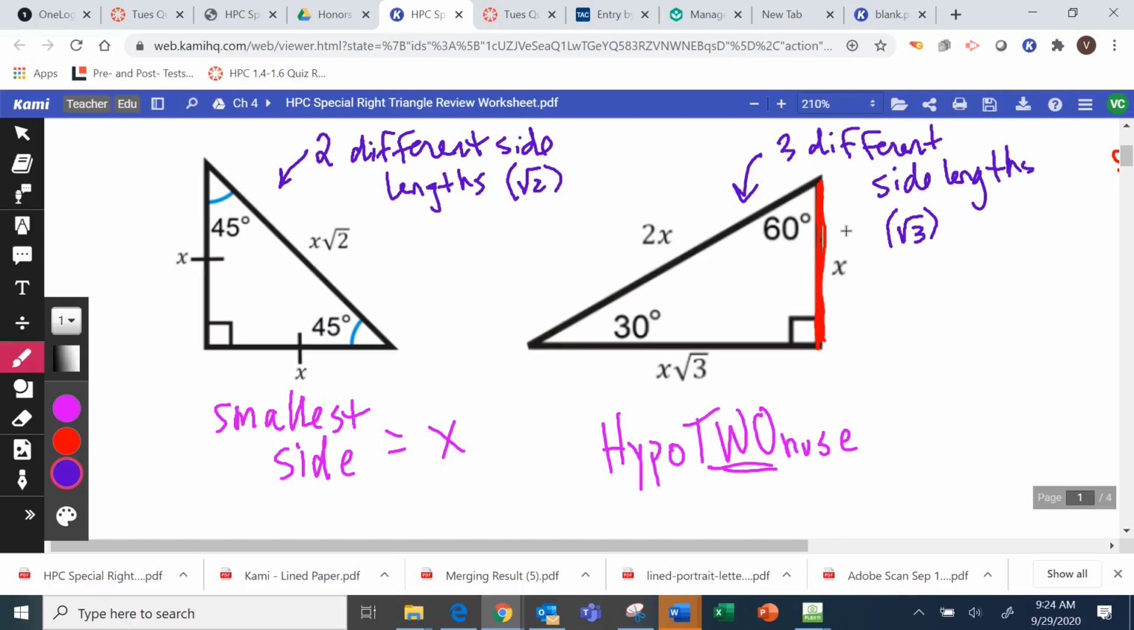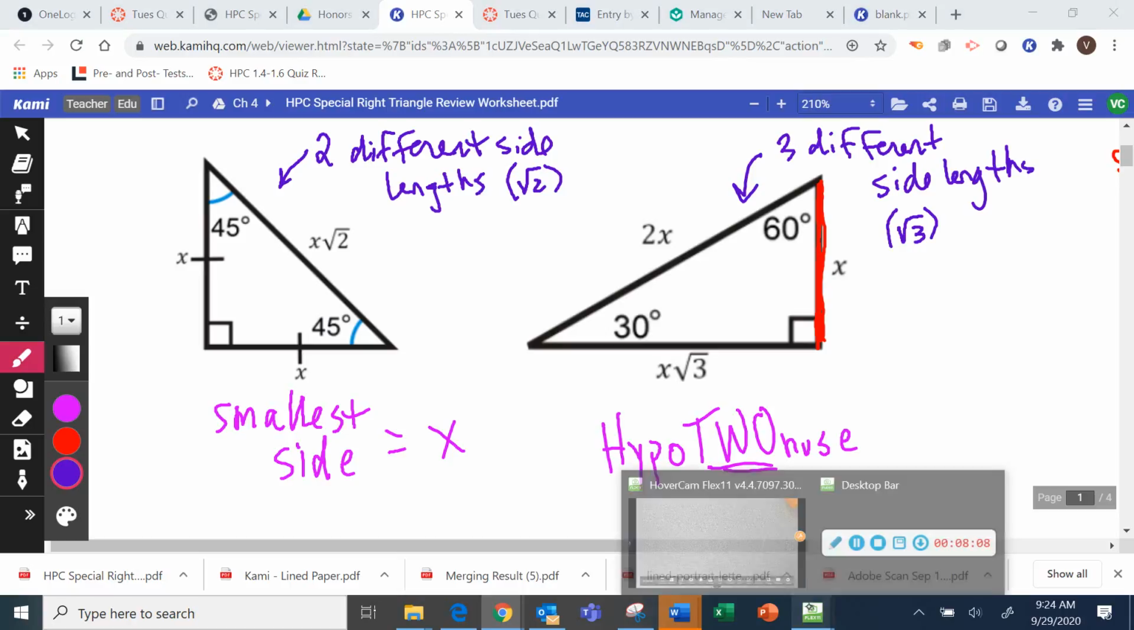I will not be having you type this one in. Okay, I'll get something posted. All right. When does it due? Pause this.